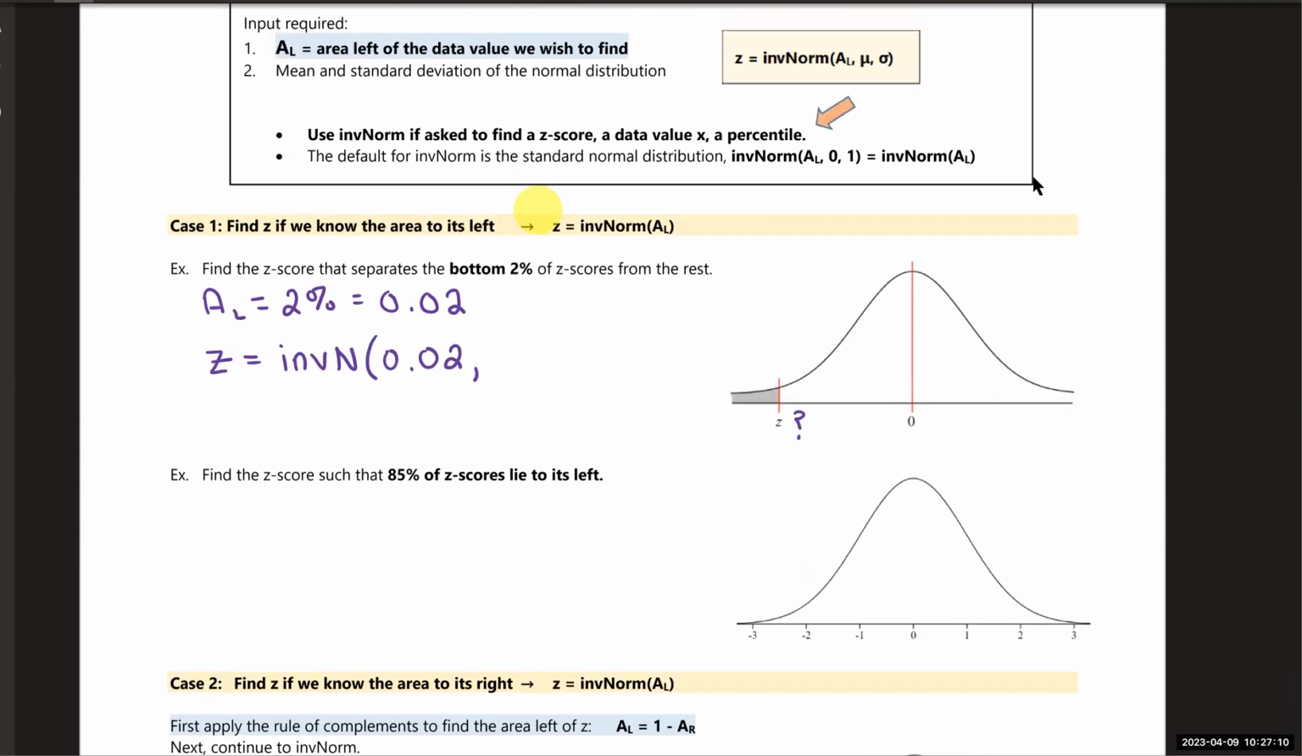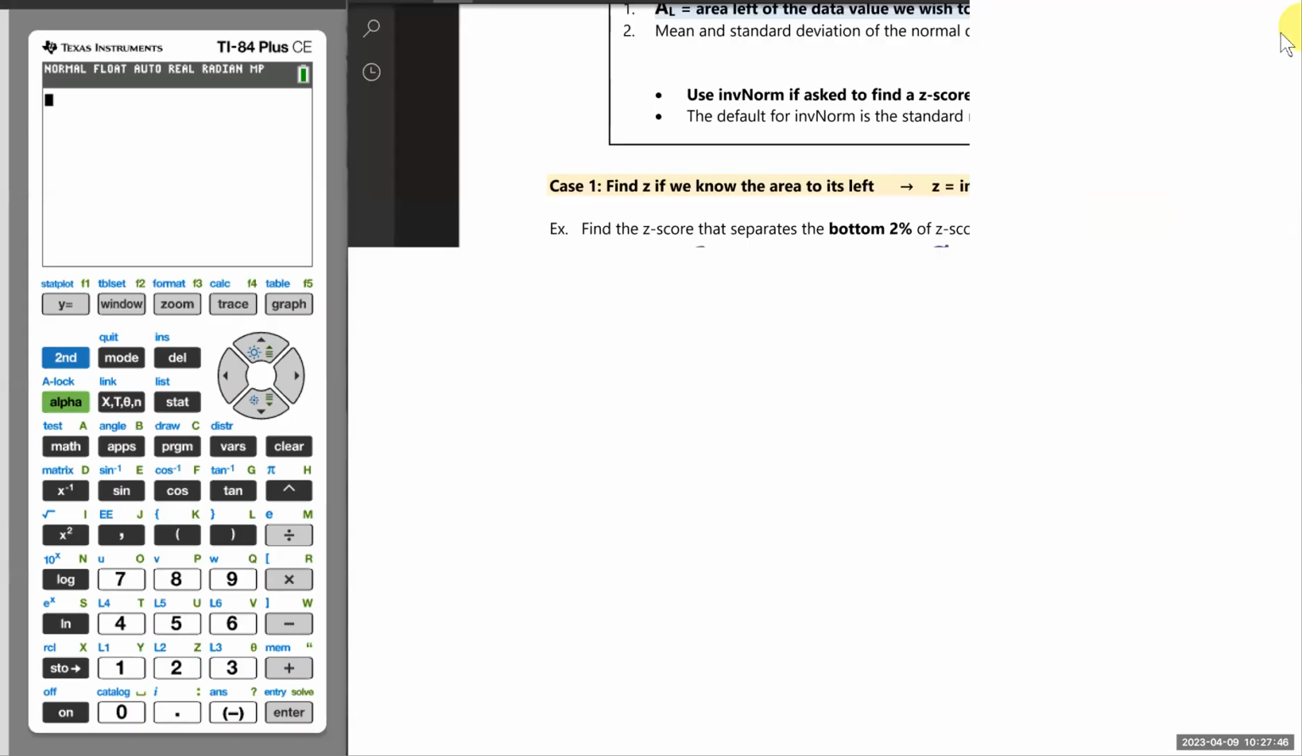Inverse norm does require the mean and the standard deviation for your distribution. But because we're doing z-scores, standard normal, the mean is 0 and the standard deviation is 1. So we don't have to type the 0, 1 if we don't want to. The calculator assumes that's what we mean. We could enter the 0 and the 1 for the mu and the sigma. It's just that it's not necessary. It's the calculator default. So let's just go ahead and enter it, and I'll do it without the 0, 1.